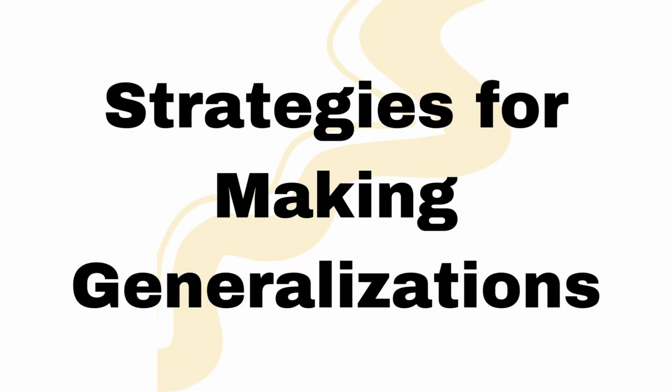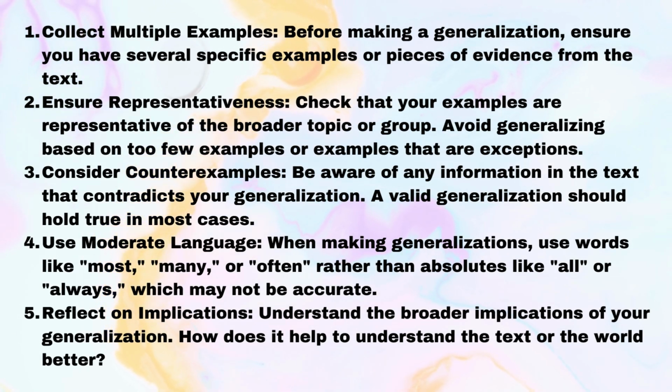Strategies for making generalizations. 1. Collect multiple examples. Before making a generalization, ensure you have several specific examples or pieces of evidence from the text. 2. Ensure representativeness. Check that your examples are representative of the broader topic or group. Avoid generalizing based on too few examples or examples that are exceptions.